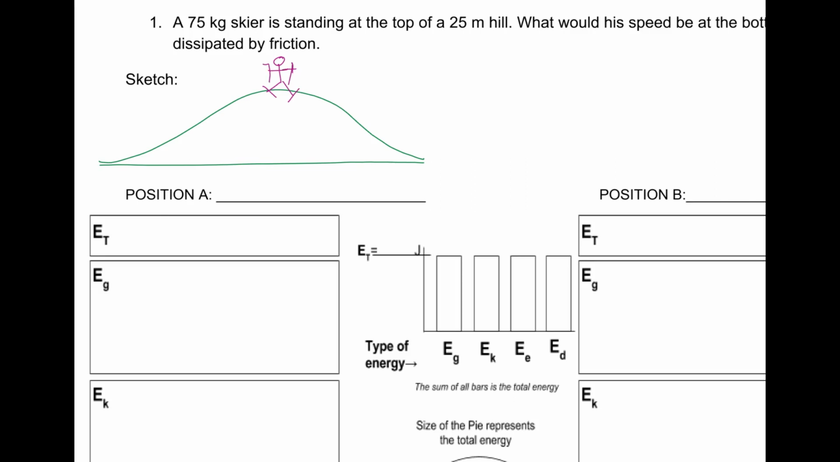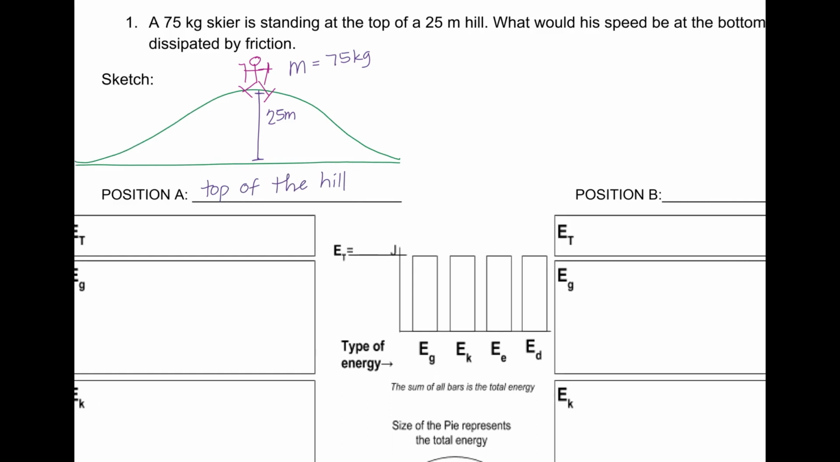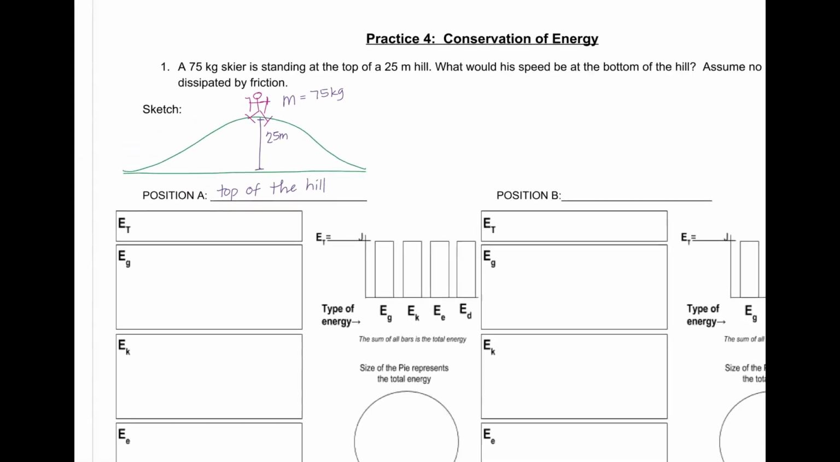And let's just put in some details. So for example, the mass of the skier is 75 kilograms. And the hill that this skier is standing on is 25 meters high. And then we are going to write that he is at the top of the hill. Okay. And so that's for the skier at position A.